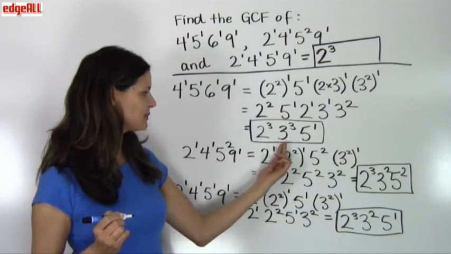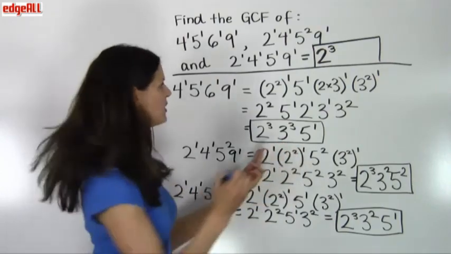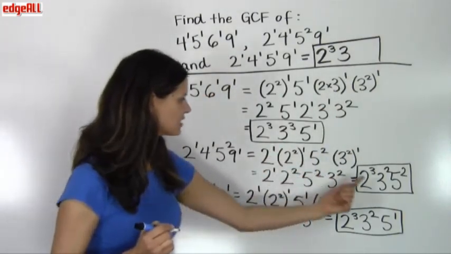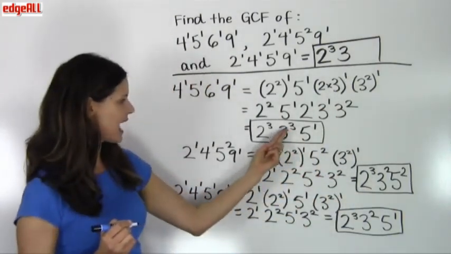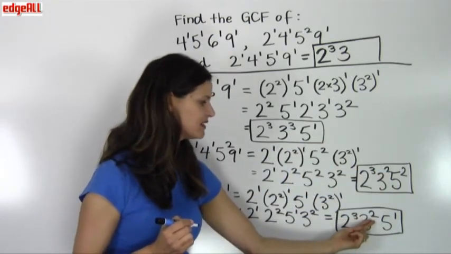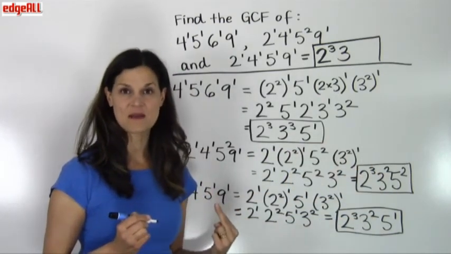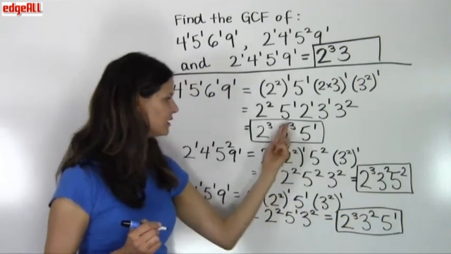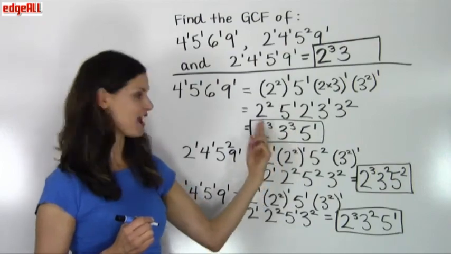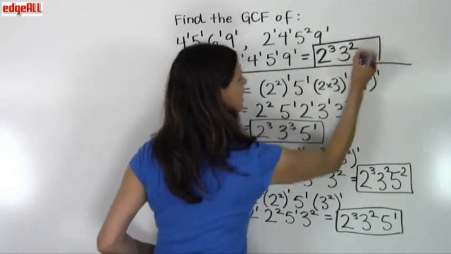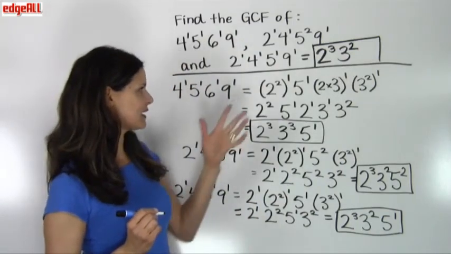Now I move to my next prime factor, which is 3. So for my prime factor 3, this one has to the 3rd power, this one to the 2nd, and this one to the 2nd. But they all 3 have 2 powers of 3 that they share. So I can use the 2nd power for my 3's.